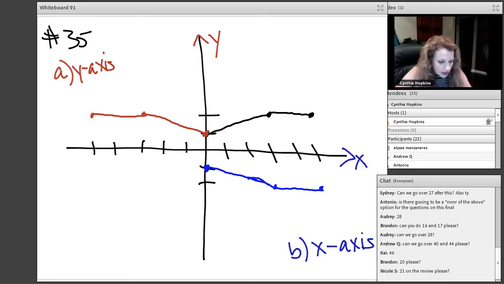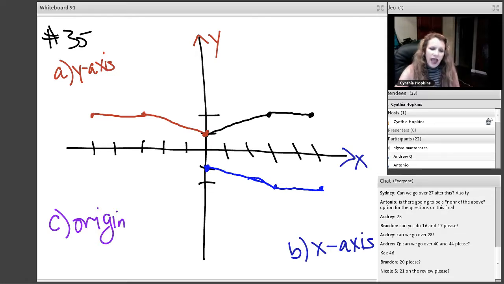Okay, last part, we're going with beautiful purple. Okay, so symmetry with respect to the origin. C is origin. And so symmetry with respect to the origin is technically a half turn, 180-degree rotation about the origin. But if you take this red graph and reflect it over the x-axis, or take the blue graph and reflect it over the y-axis, you will get your answer for the symmetry with respect to the origin.